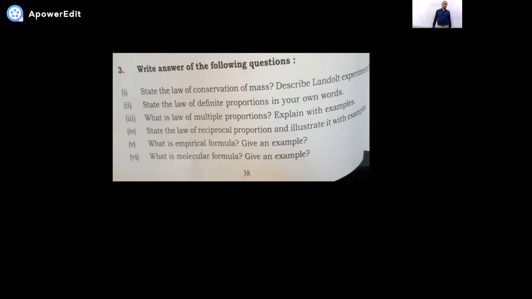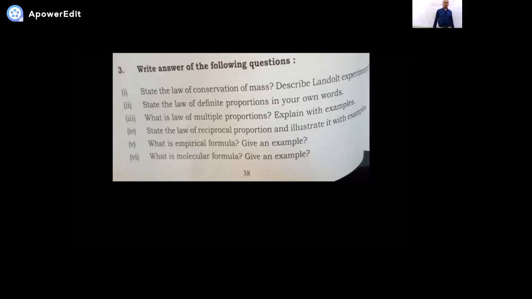So what is the first question? So simple question, I think most of you have done this part. State the law of conservation of mass. You know, you are going to appear in the test today. And the second one is the law of definite proportion, law of multiple proportion, the third one. The fourth one, the law of reciprocal proportion. Reciprocal proportion is not included in the syllabus. I repeat, question number 4 is not included in the syllabus.